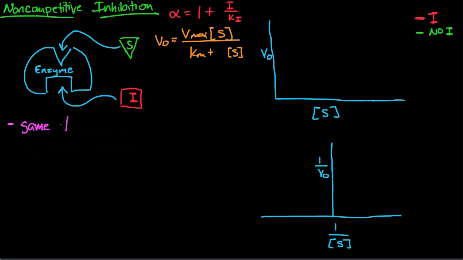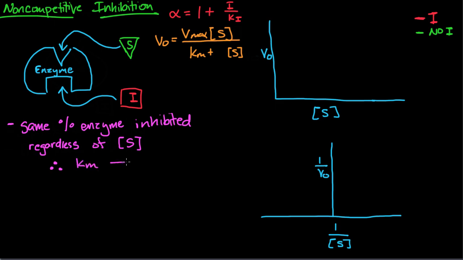inhibited. Okay, so it's the same percent of enzyme inhibited regardless of your concentration for S. Okay, so if you inhibit 50% of the enzyme at low concentration, you inhibit 50% of the enzyme at high concentration. Because of this, and we'll show this on the graph, Km doesn't change. Okay, so the Km isn't going to change.